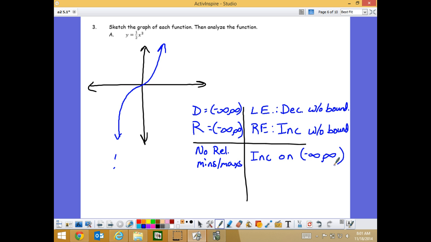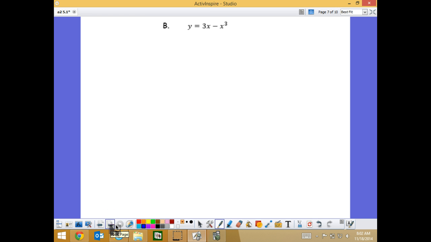Now, the next three examples are going to be a little bit different. We are going to have relative mins and maxes, and we are also going to have places where they will increase and decrease. So, here is the next one. We will sketch the graph first.